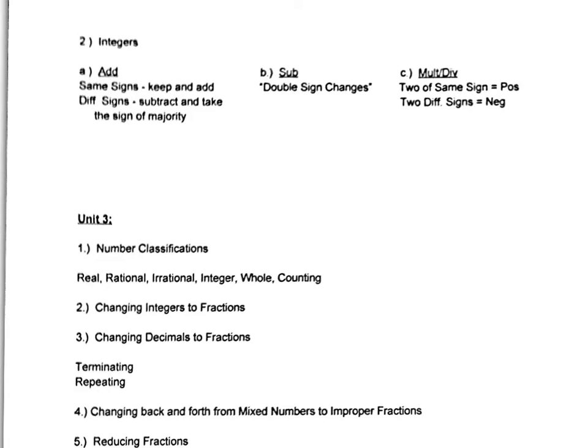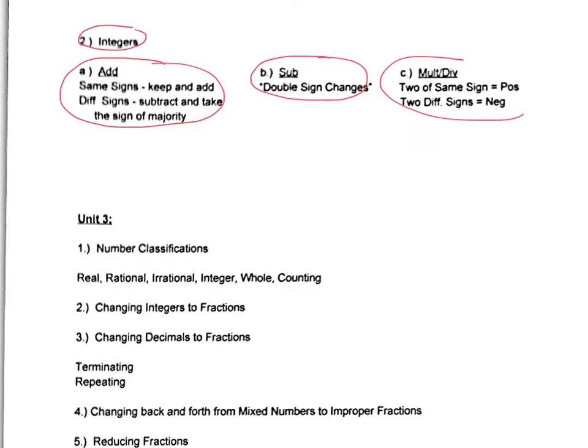All right, this is part 2 of the mid-year exam review, and we were in Unit 2, so I'm going to continue. In Unit 2, we learned about integers. We learned to add them, subtract them, and multiply. When you add, if the signs are the same, you just keep it and add. If the signs are different, you subtract and take the sign of the majority.